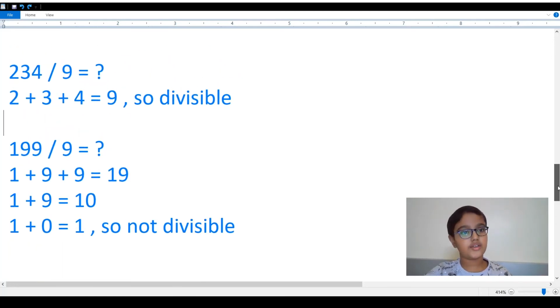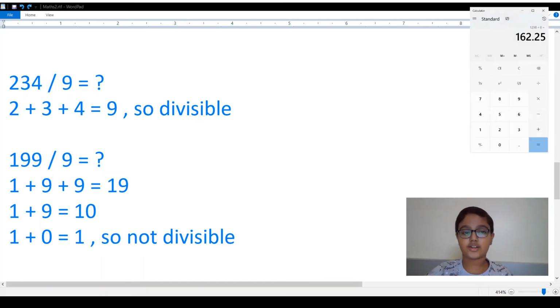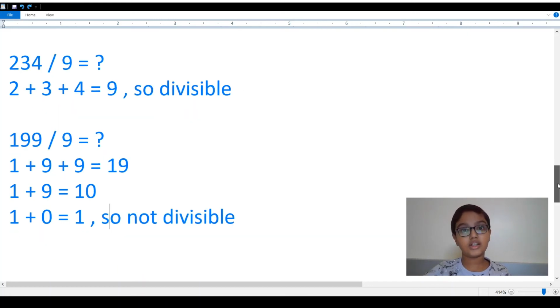Now let's check if 1999 is divisible by 9. 1 plus 9 plus 9 plus 9 is 28. 1 plus 9 is 10. 1 plus 0 is 1. Since we got 1 at the end instead of 9, it is not divisible. Let's check. As you can see, it is clearly not divisible.